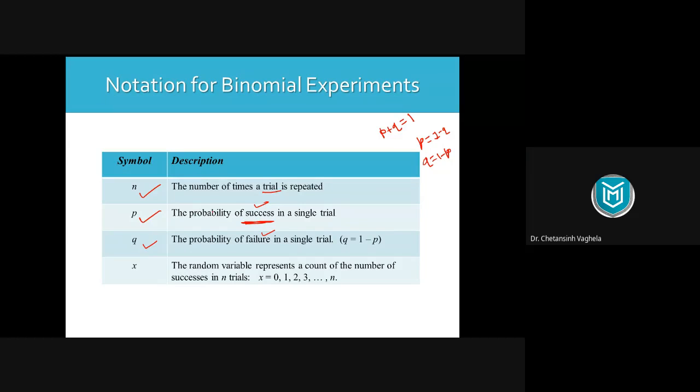So small p means probability of success, small q means probability of failure, and small x means the number of times we need the success. हमको कितनी बार सक्सेस चाहिए? So once again, I will say don't worry about this. The things will be clear about x once we are dealing with the example. Okay. So take care about this, and n is the number of times we are repeating this experiment. P, probability of success. Q, probability of failure. So these are the notations.